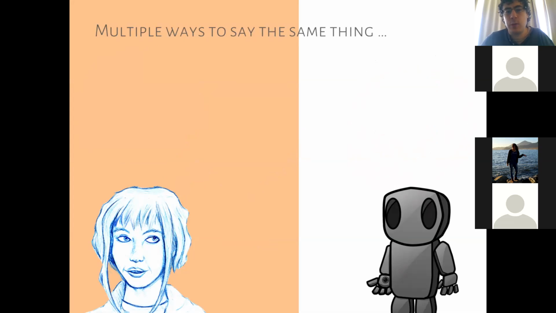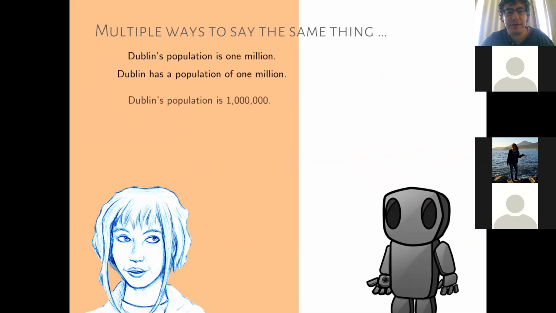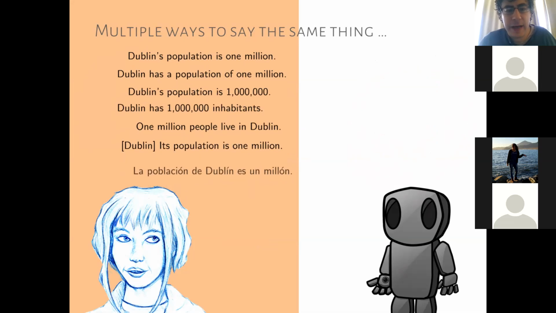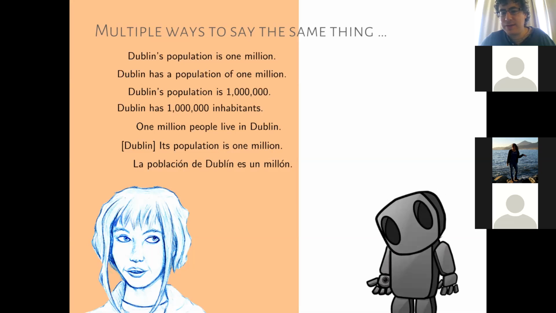We might have multiple ways to say the same thing. So we could say Dublin's population is 1 million, Dublin has population 1 million, Dublin's population is 1,000,000 in number, and Dublin has 1 million inhabitants, 1 million people live in Dublin, its population is 1 million. So mentioning Dublin in the previous paragraph, or we could say it in a different language, la población de Dublín es 1 million. So, okay, the machine is having a lot of difficulty at this stage understanding what's going on.